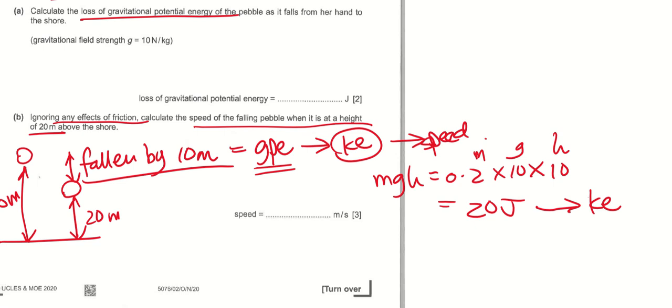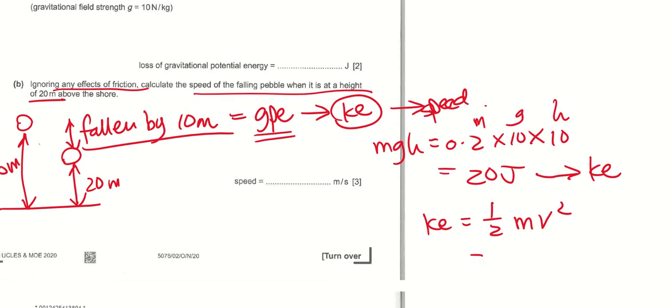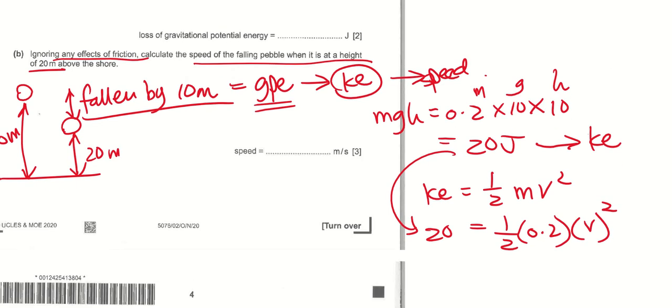Then what's the formula for KE? KE is half mv squared. That means it's going to be half. This is going to be 20 joules, right? m is 0.2, and my v will then be the only unknown.